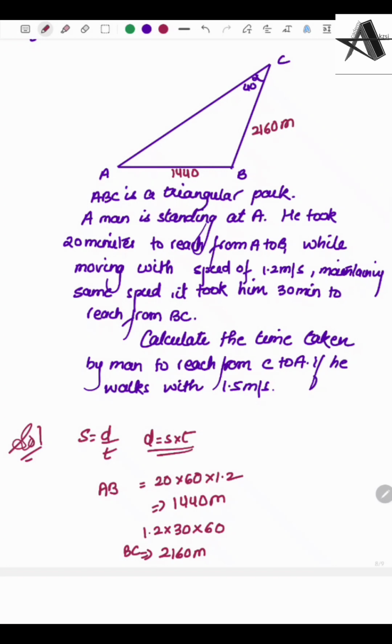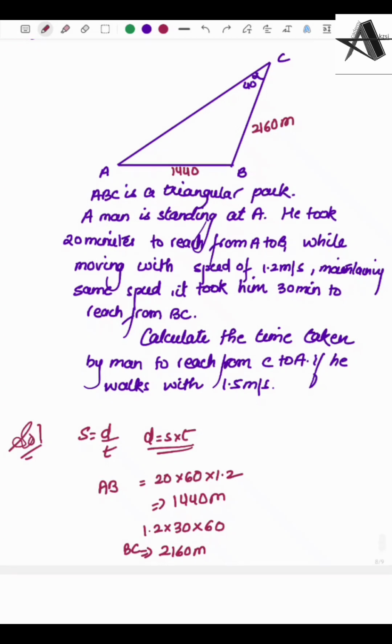Now they are asking you to calculate the time taken by the man to reach from C to A if he walks with 1.5 meters per second. They are asking you to calculate the time. We can calculate the distance easily, and then we have the speed to calculate the time. So if we have two sides and a non-included angle, we always go for sine rule.